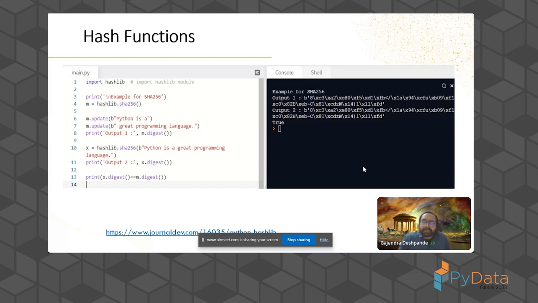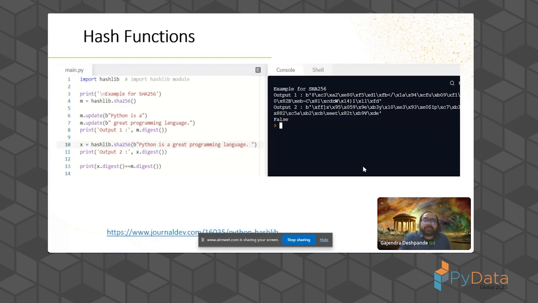You can see here that we have defined a message. The message is broken into two messages. In the first message, I have "Python is easy", and in the second message, "a great programming language". And we are computing the message digest. When the message digests match, that means there is no modification or alteration of the evidence. But in the second example, for message X, I have added an extra space. In this case, it is showing the output as false. That means there has been some modification or tampering of the evidence.